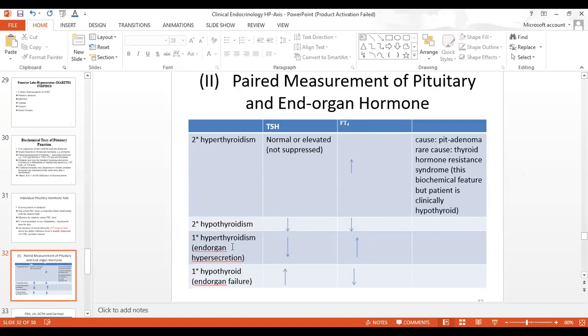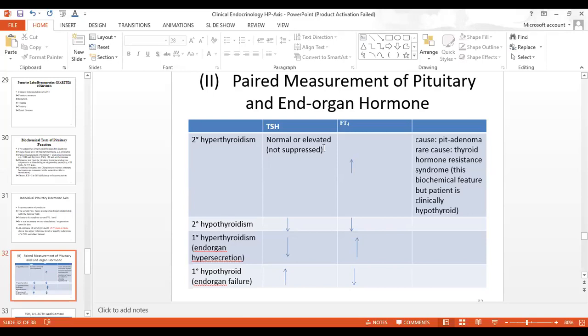Now, I've talked about the primary hyperthyroidism. Then we have secondary hyperthyroidism. For secondary hyperthyroidism, the problem is with the pituitary gland itself. So this time the pituitary gland is producing a lot of TSH, and that TSH is causing the thyroid gland to produce a lot of thyroxine hormone. So this time when you do the paired test, you see that the TSH levels are high. Then the T4 levels are also high.